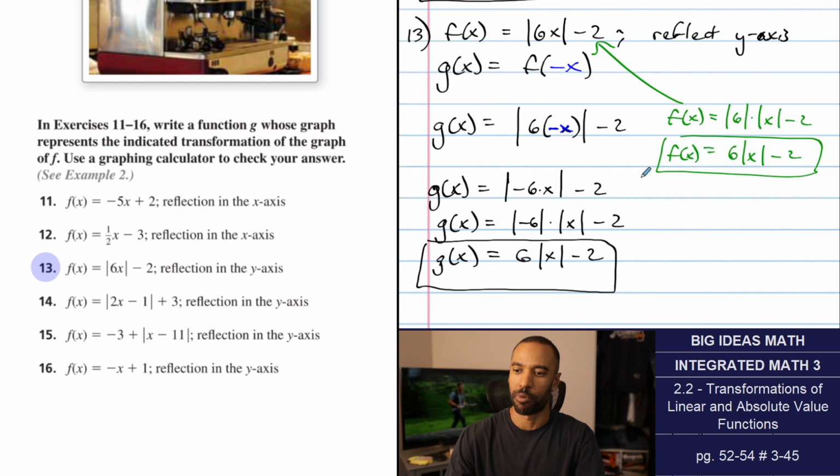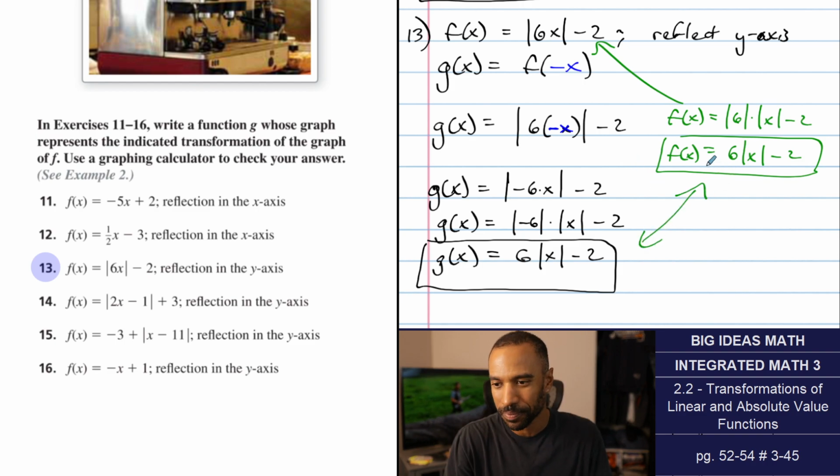But here's the interesting part about both of these. Take a look at them. What do you see? They're the same.